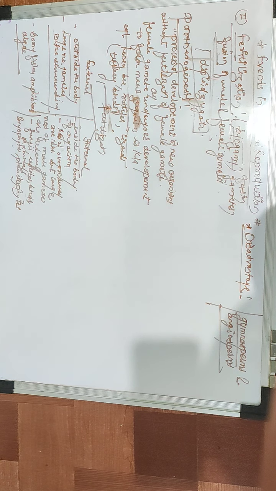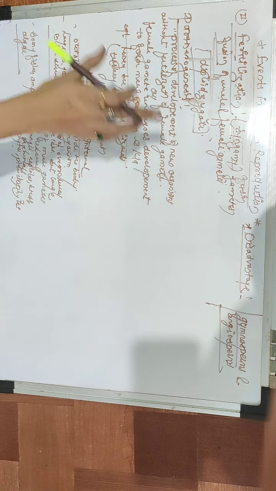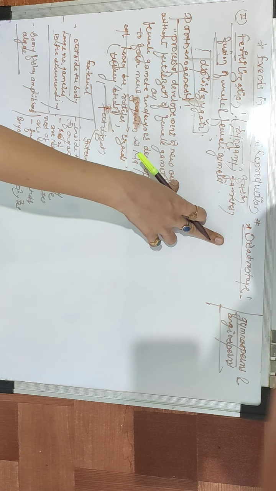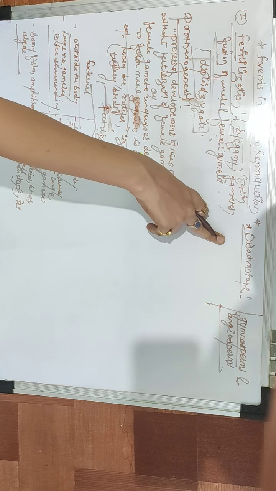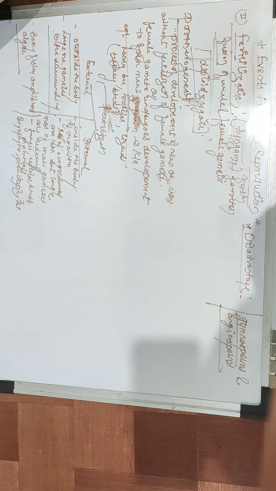The disadvantage of external fertilization is that the offspring are extremely vulnerable to predators. Here a large number of gametes, male and female, are produced, so these are extremely vulnerable to predators, which limits their survival up to adulthood. That is one of the big disadvantages of external fertilization.